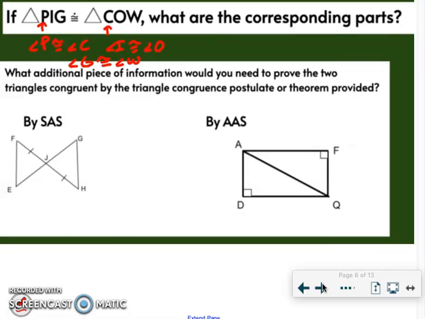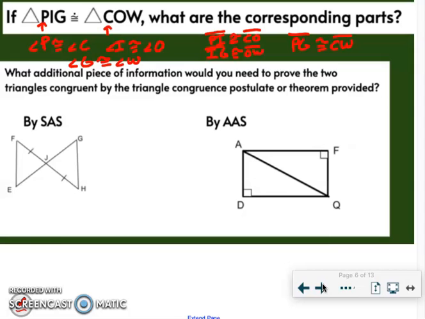Same thing with segments. So I know that PI has to be congruent to CO. I know that IG has to be congruent to OW. I know that PG has to be congruent to CW. So you're picking 2 letters at a time and putting them in the same order.